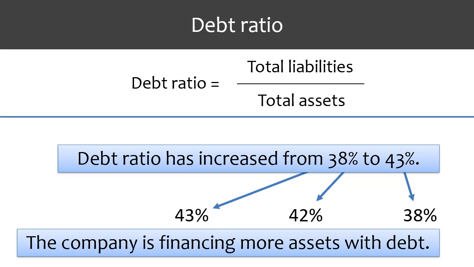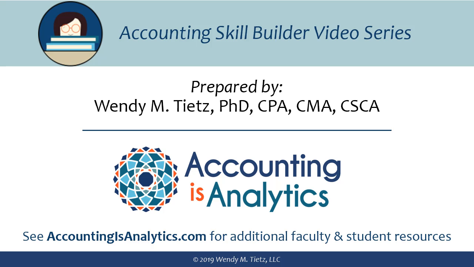Now that we have the debt ratios for the 3 years, we can see that the debt ratio has increased over the 3 years. The company is financing more assets with debt. Remember, generally the smaller the debt ratio, the better. That's it. We are done.